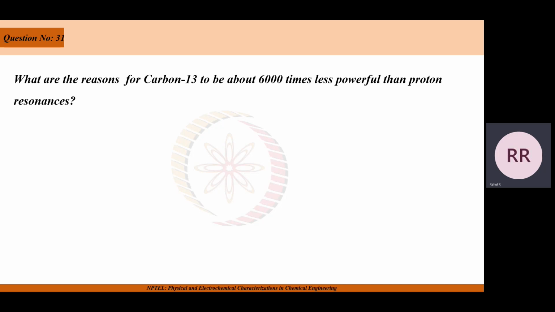What are the reasons for carbon-13 to be found to be about 6,000 times less powerful than the proton resonance? So actually, the carbon-13 is about 6,000 times less powerful than the proton resonance. So what could be the reasons for that? There are majorly three reasons. I hope you guys can figure it out. Just think about it for a few seconds, then I will give you the answer.